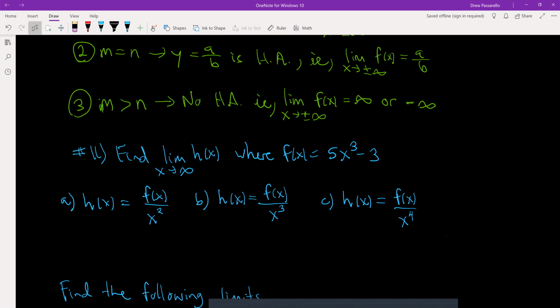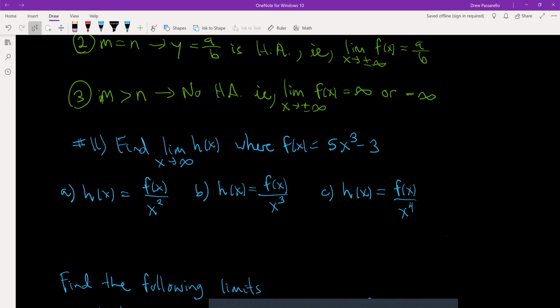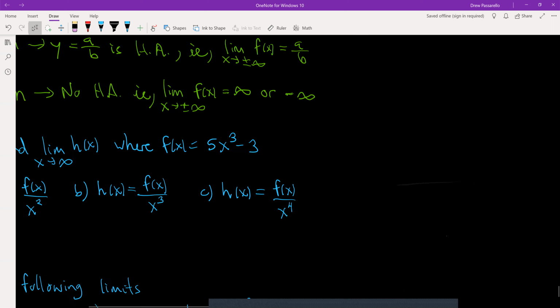They say find the limit as x approaches infinity of h of x, where f of x is 5x cubed minus 3. And you have three cases. If you notice, the cases only differ by what you're dividing by for the denominator. Case A is dividing by x squared, part B is divided by x cubed, and part C is divided by x to the fourth. Depending on the degree of the denominator is going to dictate which of these guidelines it's going to follow or fall under. So for A, I'll do this off to the side.